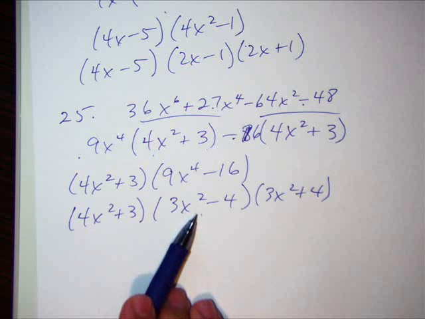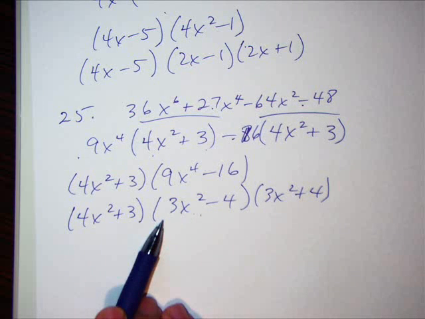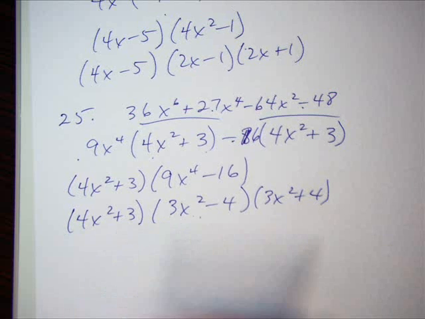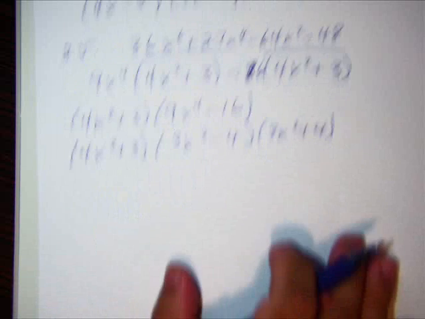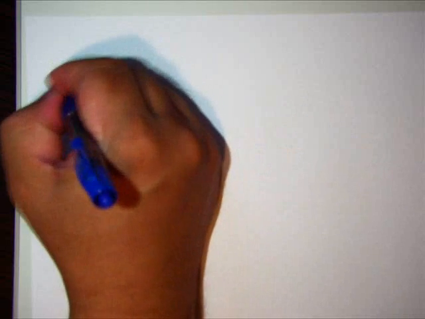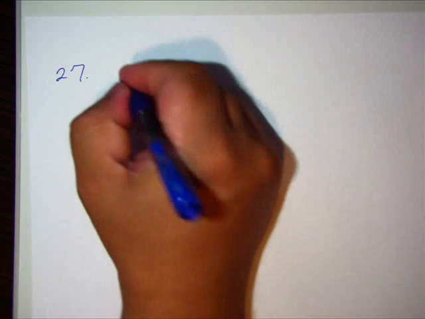That one kind of looks like the difference of two squares, but the 3 is not a perfect square. So, we're done. That's 25. These are getting more complicated, aren't they? Welcome to Algebra 2 Honors. 27.